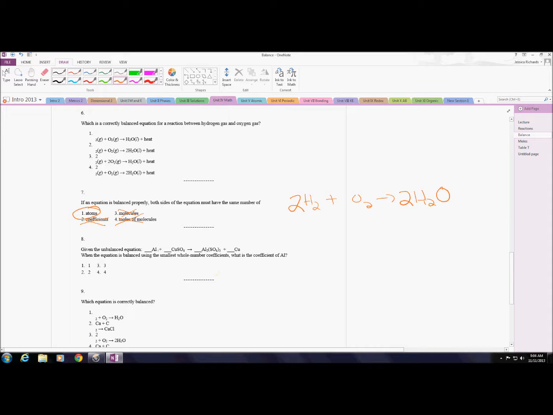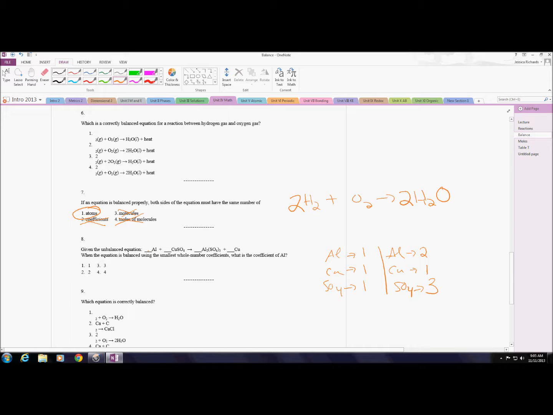They want to know the coefficient of aluminum when this guy is properly balanced. So we're going to make our chart, aluminum, copper, and sulfates. And aluminum, copper, and sulfates over here in our single replacement reaction. We're going to start with metals. 1 aluminum on the left, 2 on the right, 1 copper and 1 copper, and then I have 1 sulfate and 3 sulfates on the right.